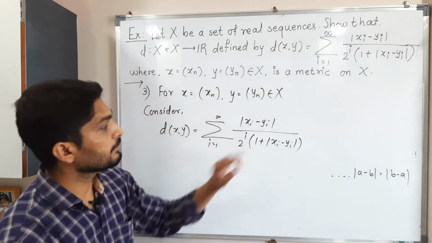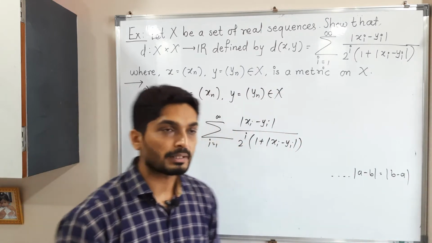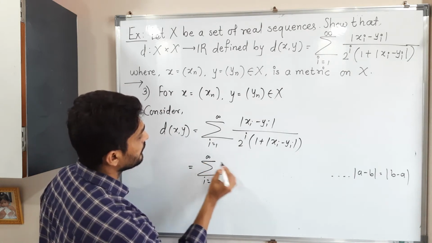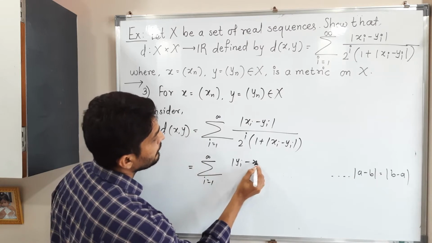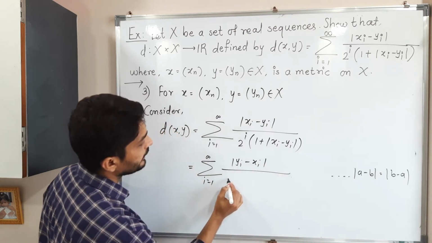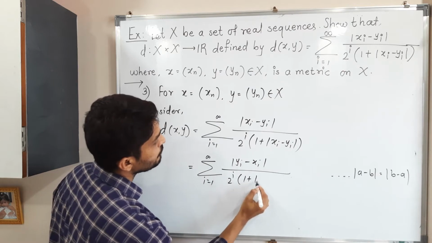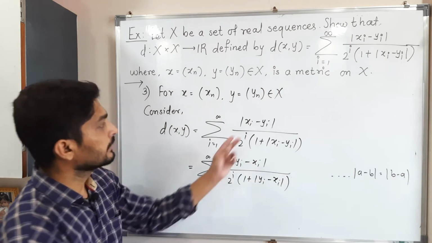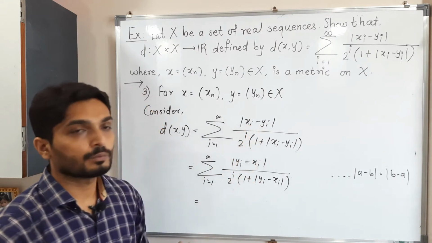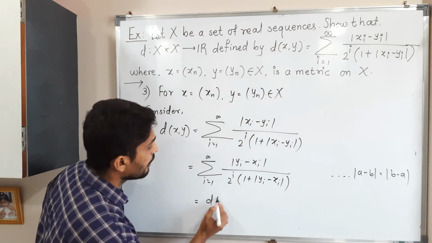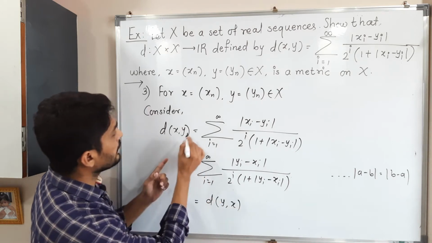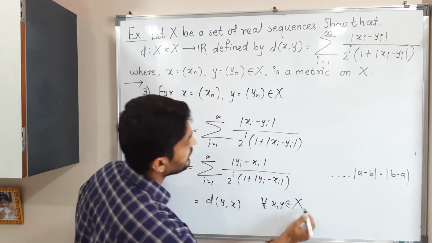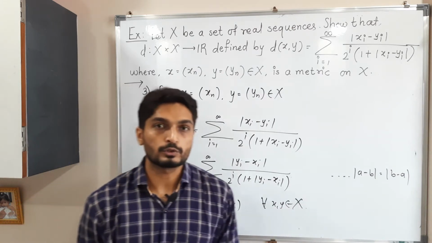So that's why |xi − yi| we can write as |yi − xi|, correct? So this is equal to the summation, i running from 1 to infinity, |yi − xi|. In the denominator also I can do the same thing: 2 raised to i times (1 + |yi − xi|). So this is nothing but d of (y, x). We started with d of (x, y) and we got d of (y, x), and this is true for all x, y belonging to capital X. So therefore, that symmetry property we have also proved.